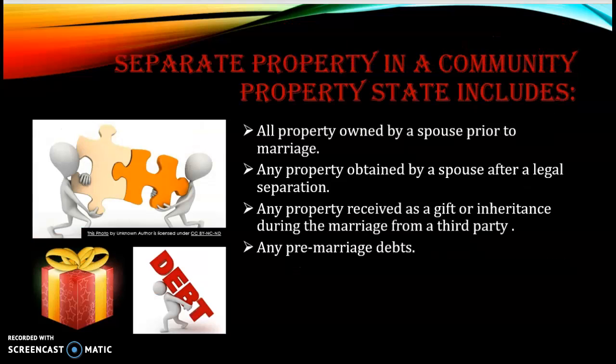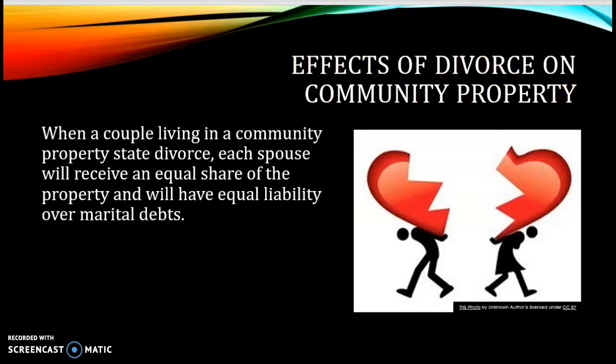Separate property in a community property state includes all property owned by a spouse prior to marriage, any property obtained by a spouse after a legal separation, any property received as a gift or inheritance during the marriage from a third party, and any pre-marriage debts.